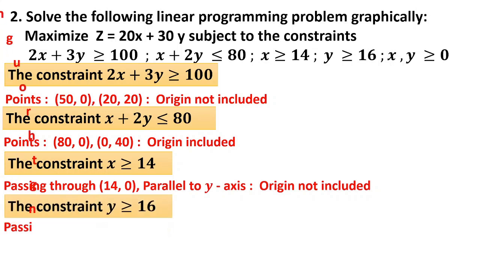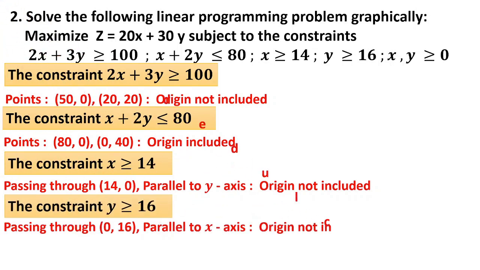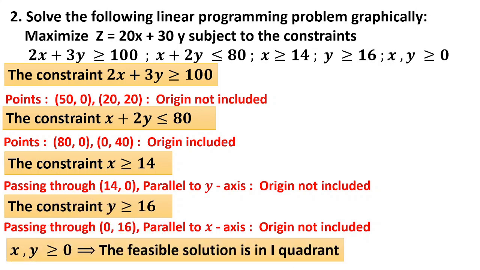y greater than or equal to 16, once again passing through 0, 16, and it is parallel to x-axis and origin not included. x, y greater than or equal to 0 means the feasible solution is in the first quadrant. Now let us try to draw these lines now.